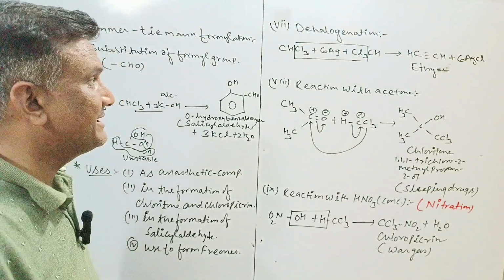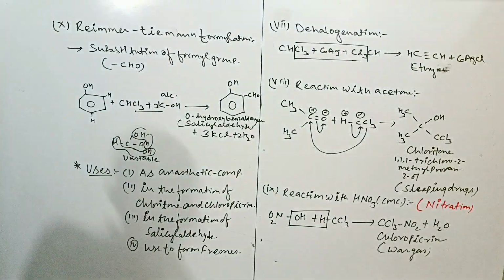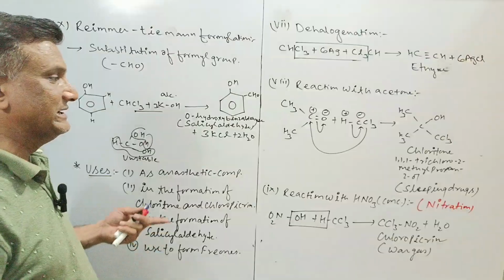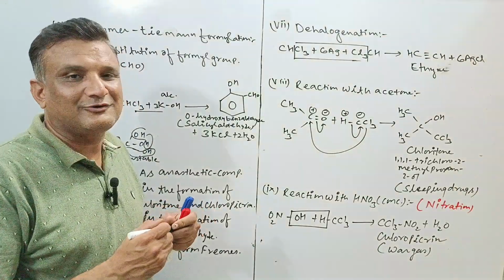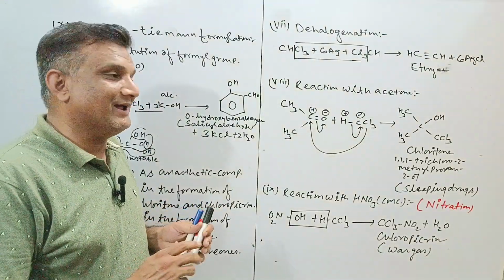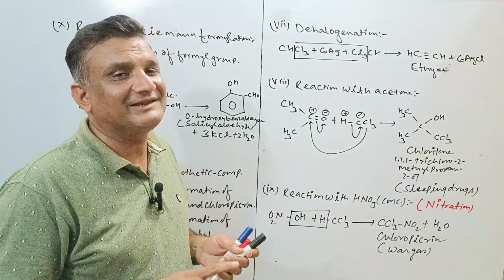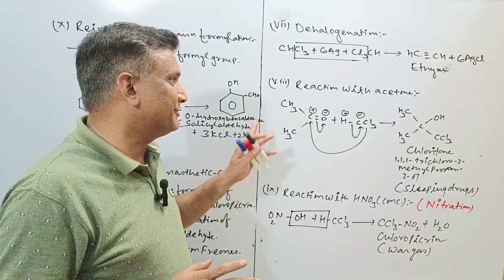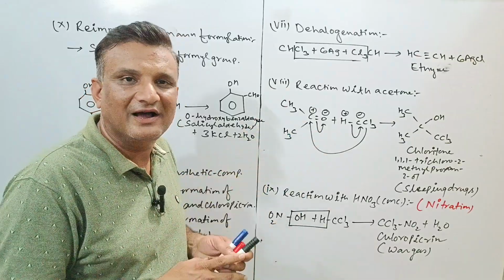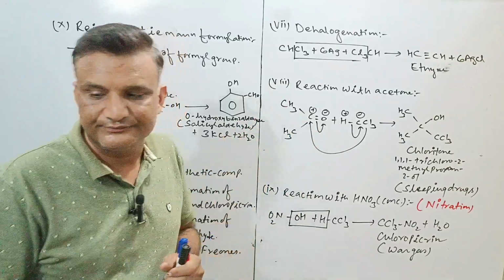If I go with the effect of chloroform, we have discussed that its low concentration causes irritation in the body, and high concentration of chloroform causes death. That's why nowadays we are not using chloroform as an anesthesia or anesthetic compound.